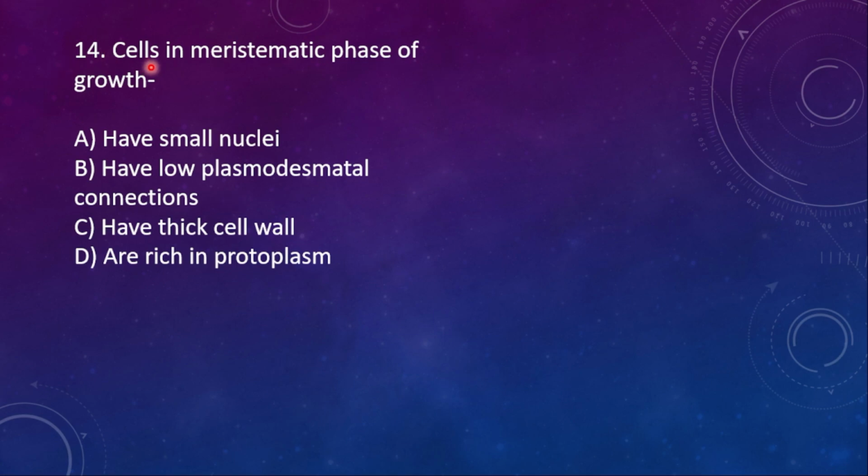14th one, cells in meristematic phase of growth, A have small nuclei, B have low plasmodesmatal connection, C have thick cell wall, D are rich in protoplasm. So here the right option is D, are rich in protoplasm. Due to the rich protoplasm, they will be very active. The meristematic phase cell will be very active.